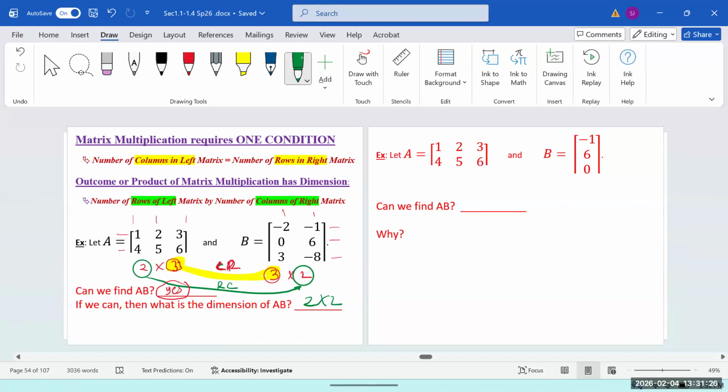Now, volunteer for the next question. We have A: 1, 2, 3, row wise, 4, 5, 6, row wise, and our B matrix is negative 1, 6, 0, column wise. Rakmanjan, what's the dimension for A? Oh, it's 2 by 3. 2 by 3. And dimension for B?